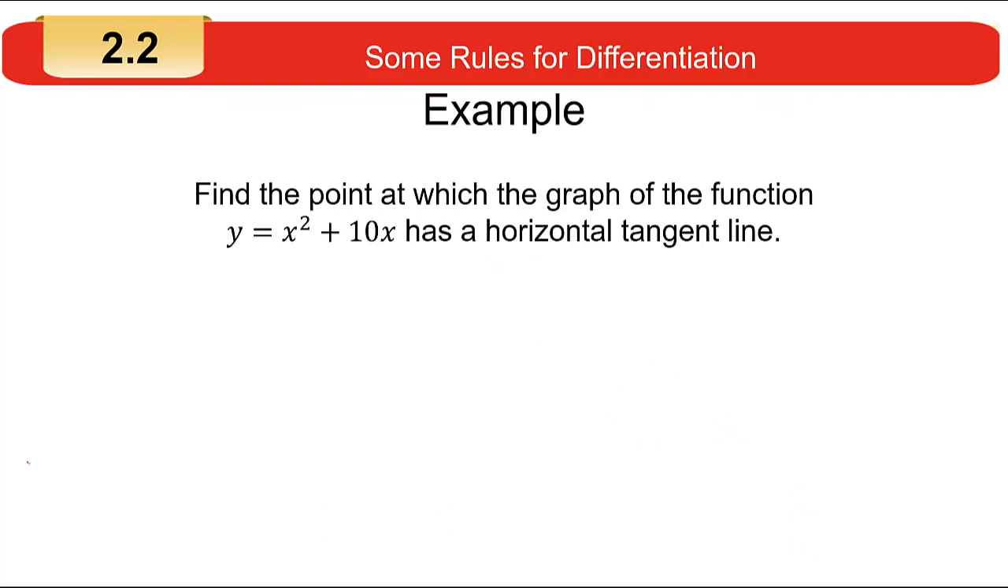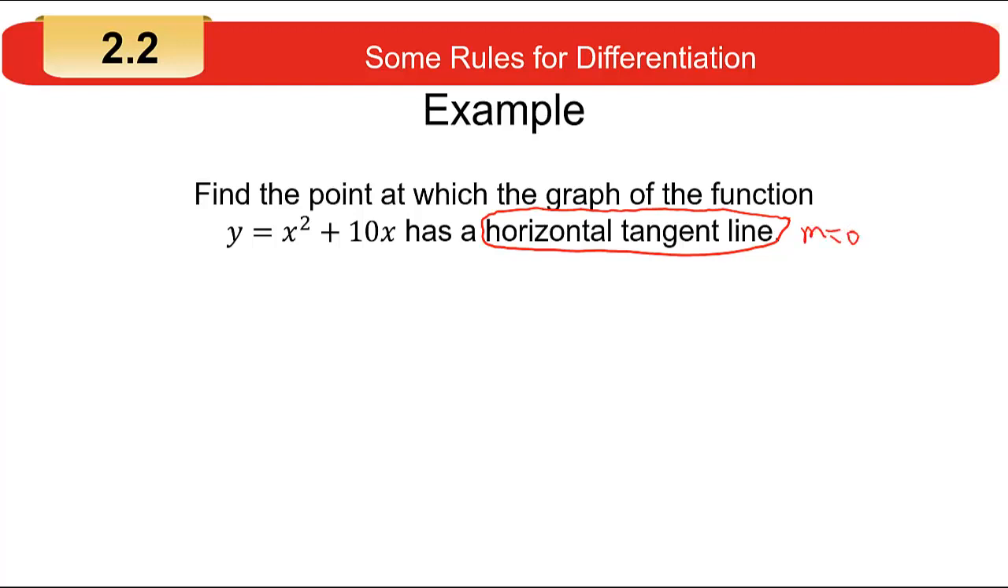Let's look at this one. Find the point at which the graph of the function y equals x squared plus 10x has a horizontal tangent line. I think the most urgent thing to pull out of this problem is what it means to have a horizontal tangent line. A horizontal tangent line is a horizontal line, and a horizontal line has a slope of 0.